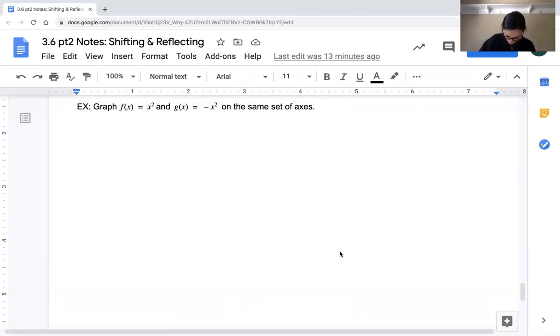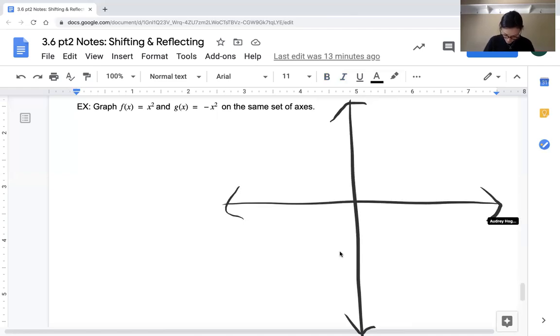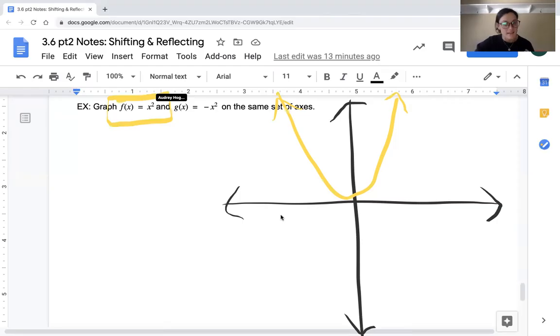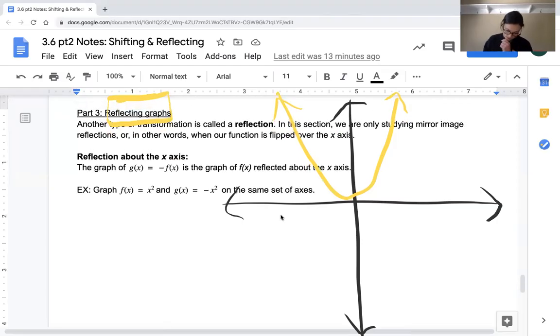You guys are going to be so pros at drawing these. And then g of x equals negative x squared on the same set of axes. So again, I'm going to draw my OG parabola in yellow because that just seems to be the theme. So that's this guy. I'm going to color code it, f of x equals x squared. And then in this example, I have exactly what I'm talking about with reflection about the x-axis, right? Because my g of x is equal to negative f of x.